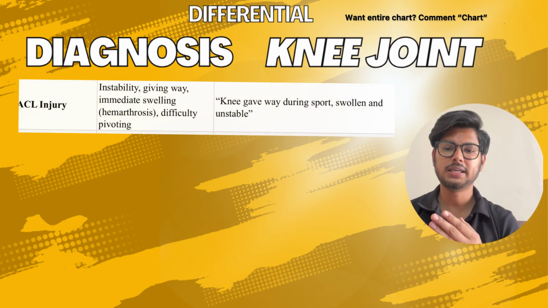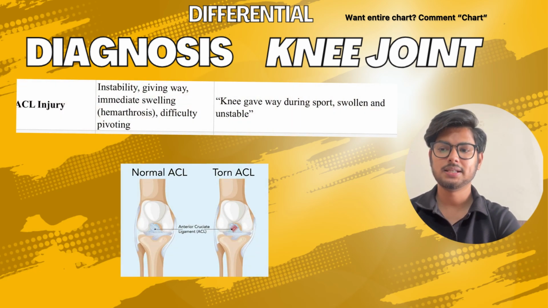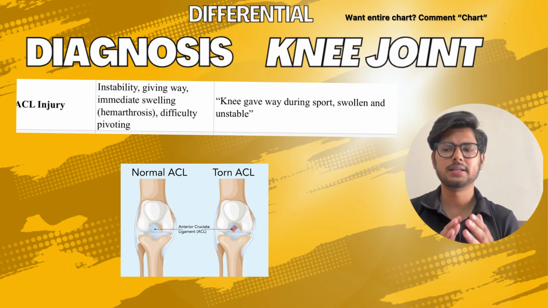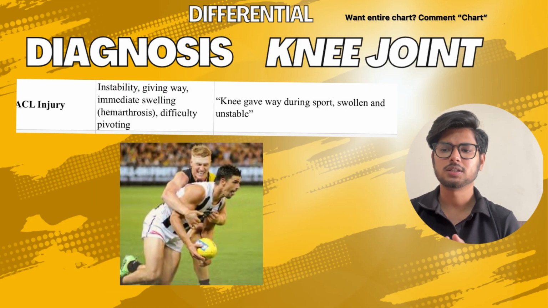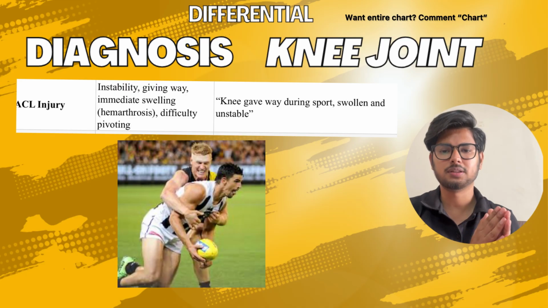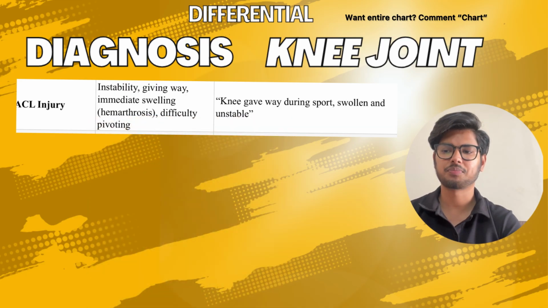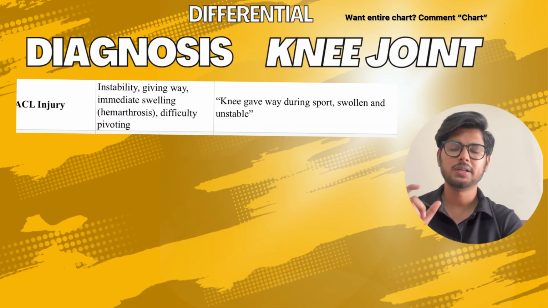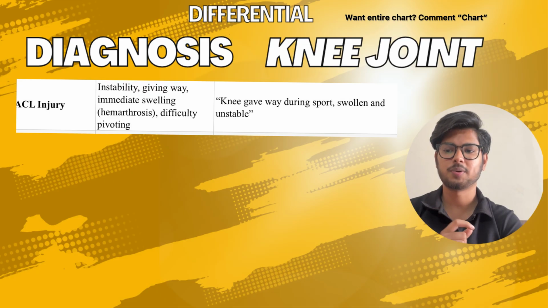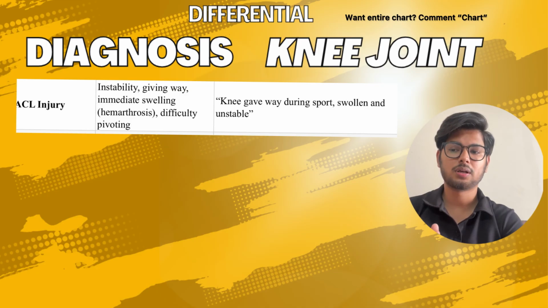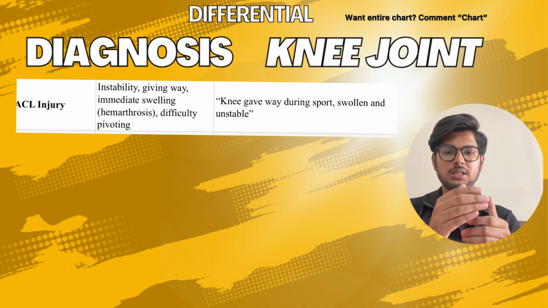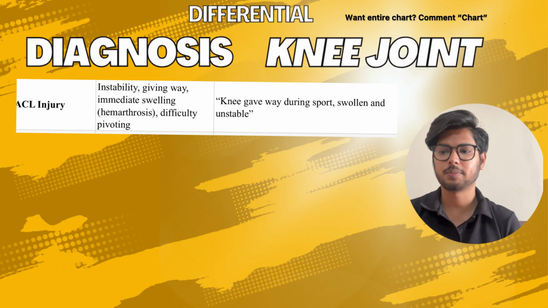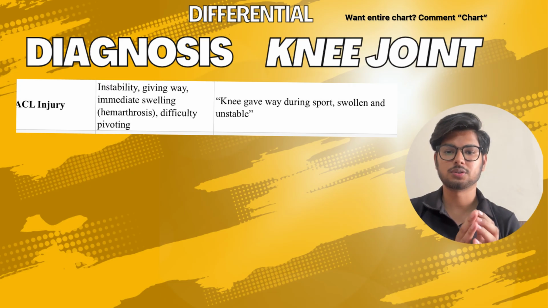Now then we have the ACL injury. In ACL injury there will be instability. ACL injury is a traumatic event, especially while playing football, where the athletes might have an ACL injury. Now there will be instability in the knee joint, especially anterior translation of the tibia. The patient will complain of giving away, as if the knee is giving way. Then immediate swelling will be there.